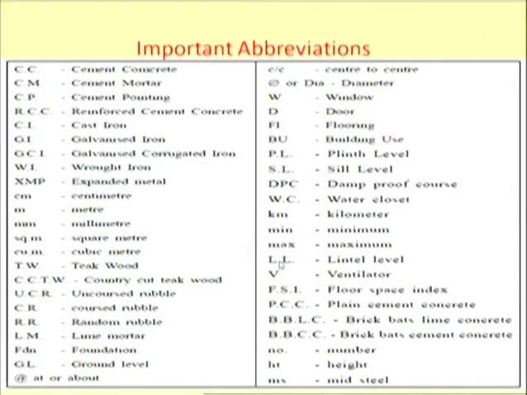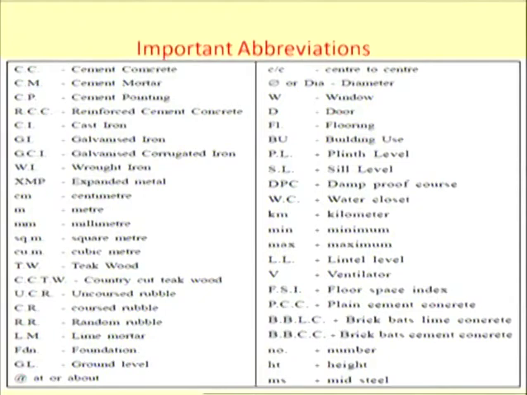Then again, in the drawing, sometimes instead of writing the full detail of the component or material, we use abbreviations, short forms of the material, like for cement concrete we may use CC, and for cement mortar we may use CM, cement pointing. RCC is reinforced cement concrete. CI is cast iron. GI, galvanized iron. GCI, galvanized corrugated iron. The wrought iron. Expanded metal. Centimeter. M for meter. mm means millimeter. Square meter. Cubic meter. Teak wood, TW.